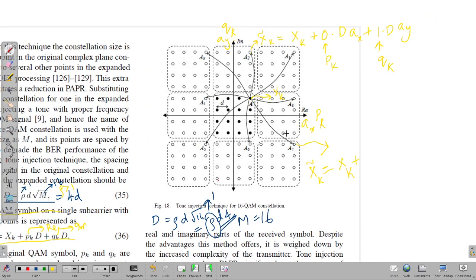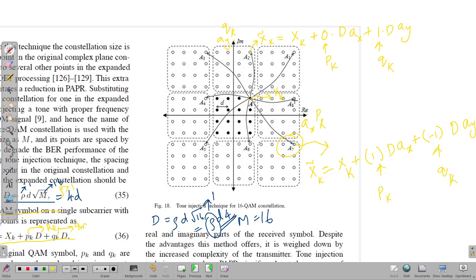Okay. When you consider the x-axis, this point has moved right. So I have 1 into d into ax, and if I consider the y-axis, this has moved down. So plus minus 1 into d into ay. Here pk is 1 and qk is minus 1.